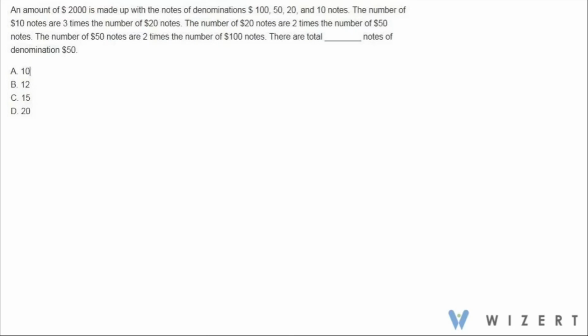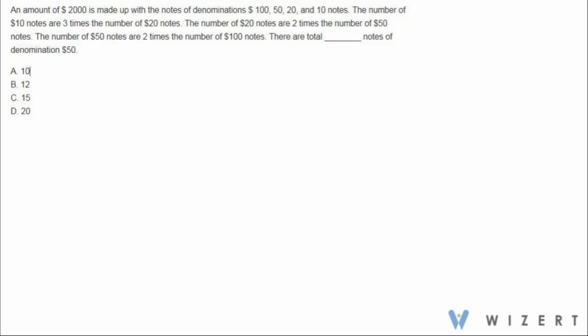We have this question here. An amount of $2000 is made up with notes of denominations $100, $50, $20, and $10. The number of $10 notes is 3 times the number of $20 notes. The number of $20 notes is 2 times the number of $50 notes. And the number of $50 notes is 2 times the number of $100 notes. There are total dash notes of denomination 50. We will have to make equations based on this information.